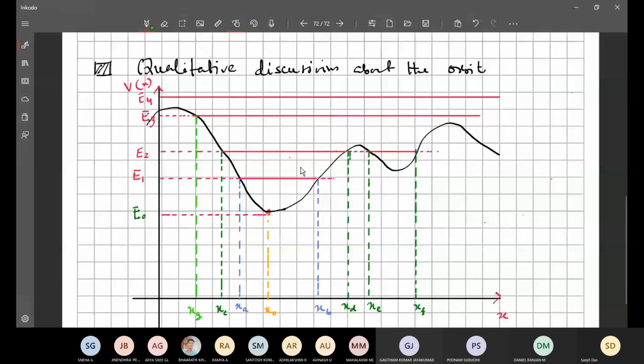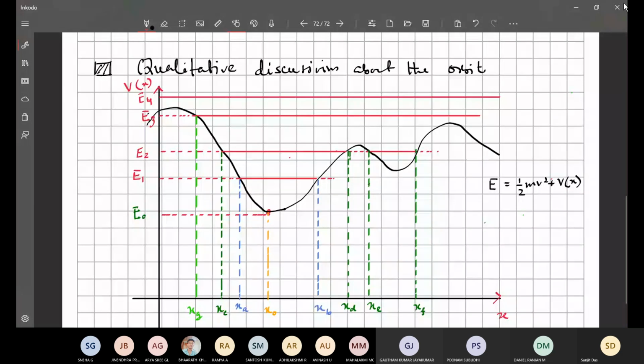Now carefully see what are the places. Depending on which E you are, these are different E's: E0, E1, E2, E3, E4. These are the possible cases. Now what will happen at E equal to E? Your background is you are writing E is equal to half mv square plus V(x). Now there are different x's: x naught, xa, xb, xc, xd, xe, xf, xg. All these things are there.